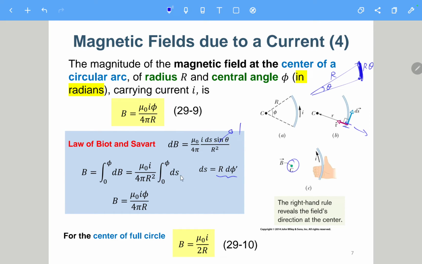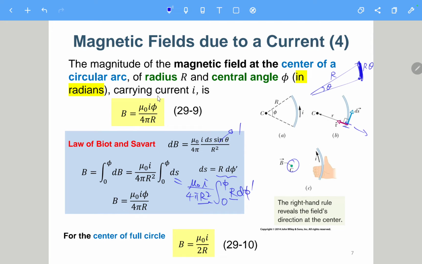So we change it to mu 0 I over 4 pi r squared, and then integrate from 0 to phi of r times d phi prime. This r and this r squared partially cancel, so we only have r here. And then finally, we are integrating 1 d phi, which is just phi minus 0, which is phi. So finally, we get this expression with phi here.